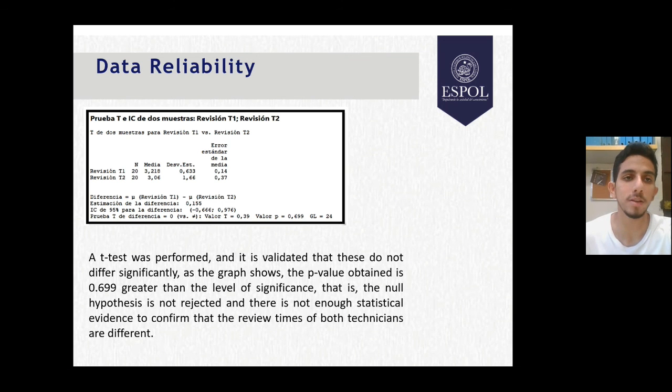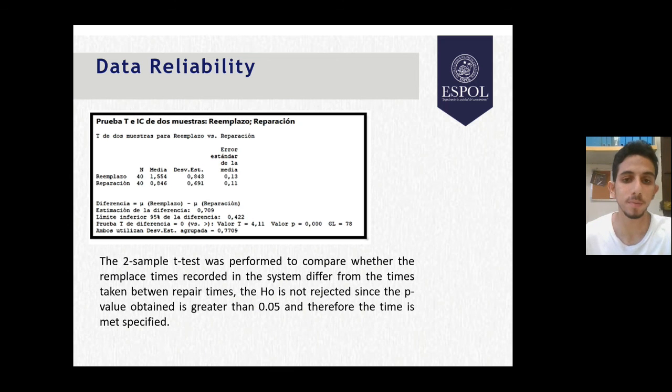The p-value obtained is 0.699, greater than the level of significance. That is, the null hypothesis is not rejected and there is not enough statistical evidence to confirm that the review times of both technicians are different.